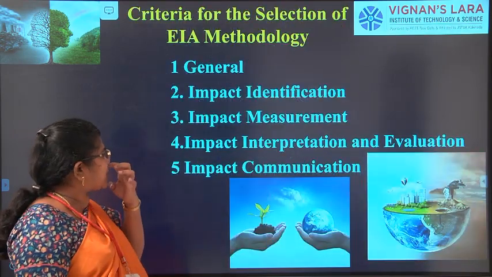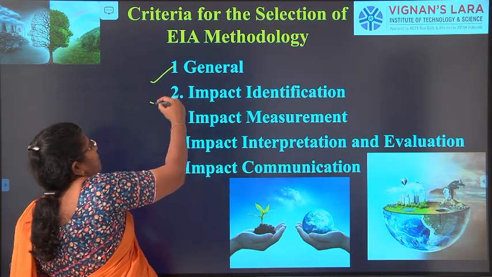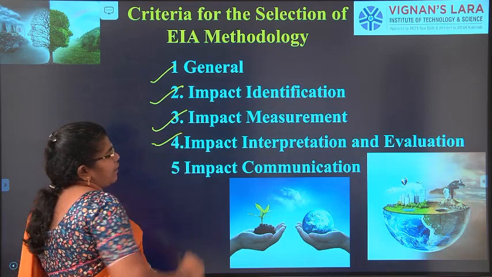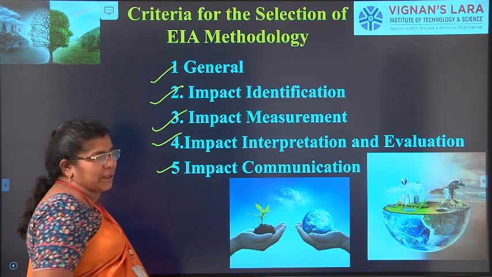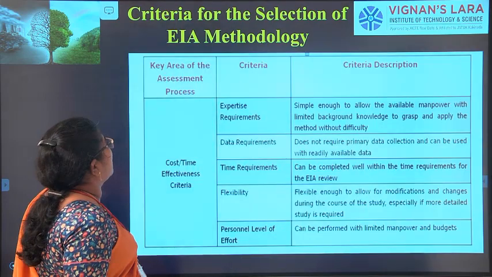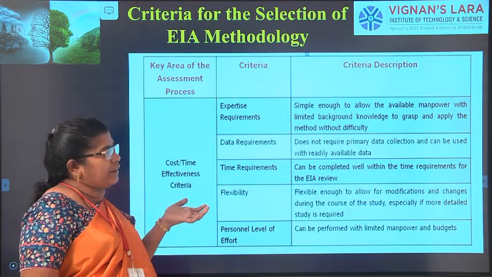So the criteria for the selection of EIA methodology: number one, general; number two, impact identification; third, impact measurement; fourth, impact interpretation and evaluation; and fifth, impact communication. These are the things we have already seen. Now we will go through them again a little bit.